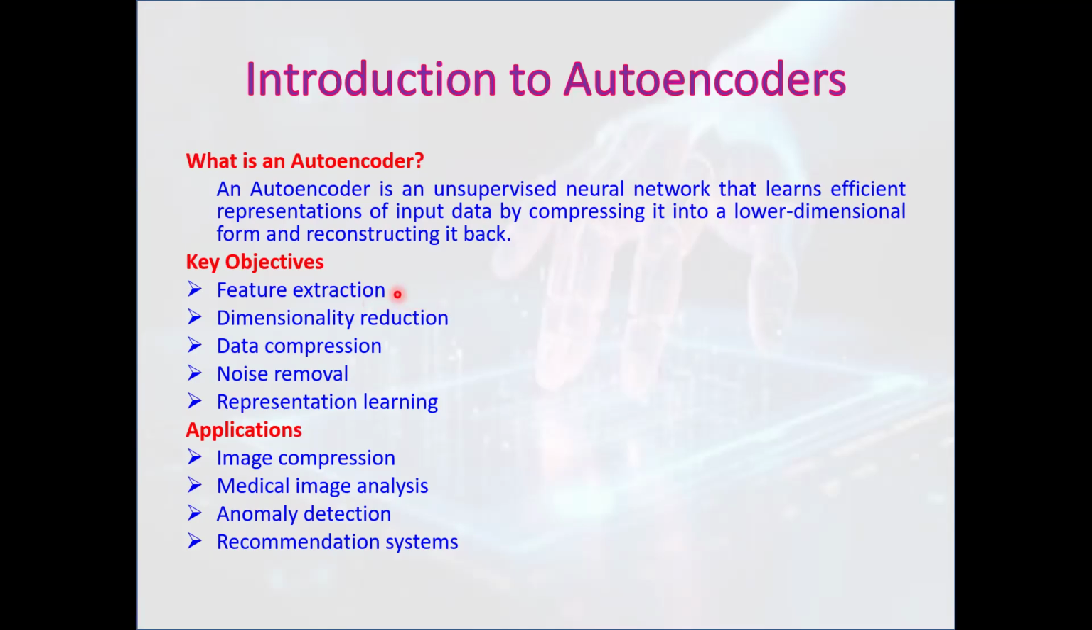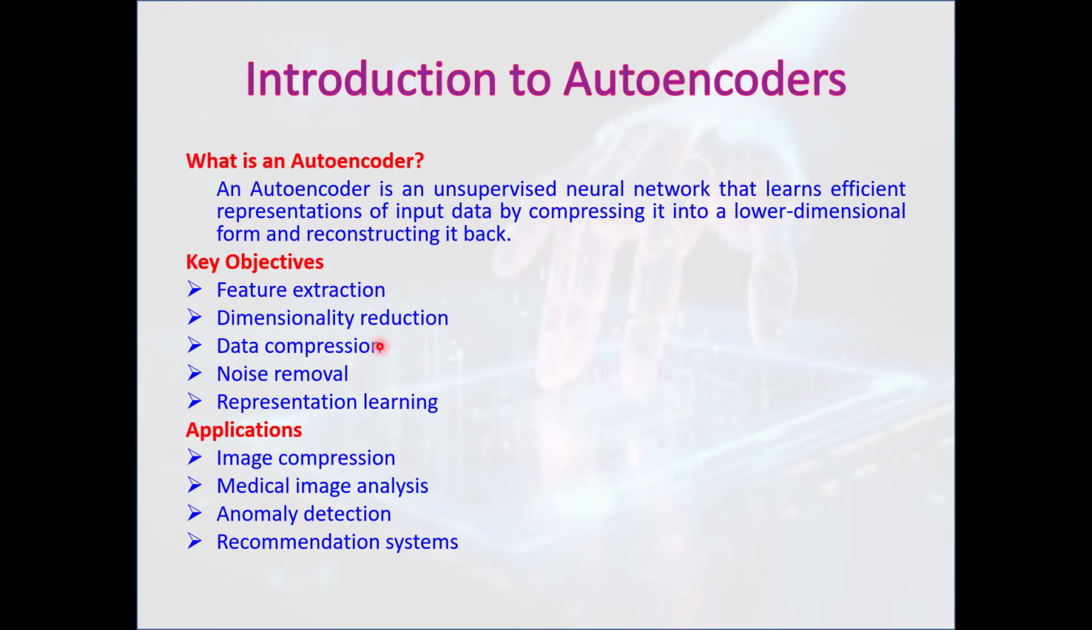Feature extraction is the process of identifying important characteristics from raw data. Autoencoders automatically learn these features without manual intervention, making them useful for machine learning tasks where meaningful patterns must be identified from larger data sets. And dimensionality reduction means it reduces the number of input variables while preserving important information. Autoencoders compress high dimensional data into a smaller latent representation, helping to reduce storage requirements and computational complexity.